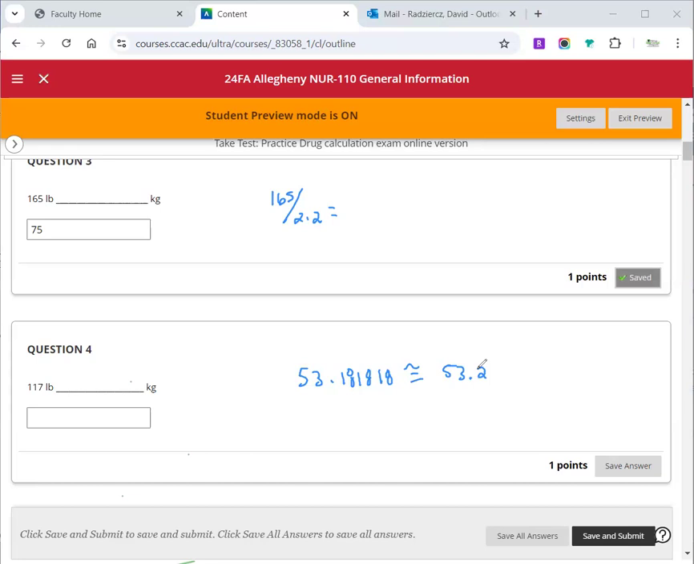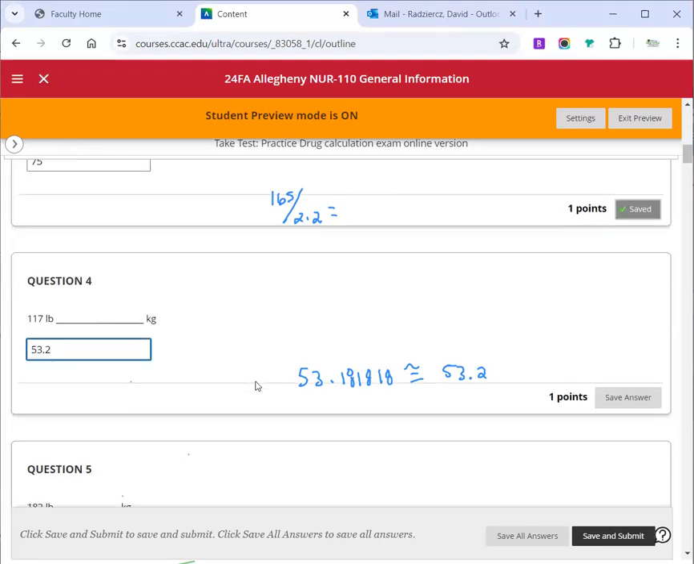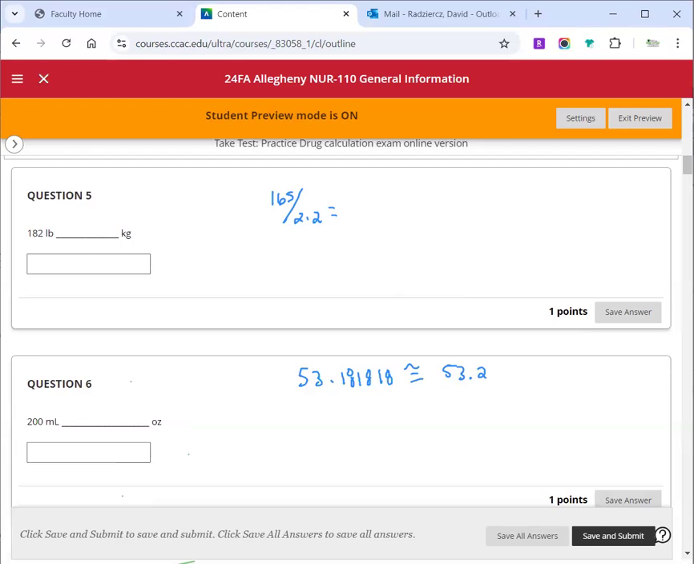You don't want to round up to 54. You want to round it to the nearest 10th. So 53.2. All right. And then we have one more, 182 divided by 2.2. Another one where you're going to get 82.727272 repeating. So you're just going to round it to the nearest 10th, 82.7.